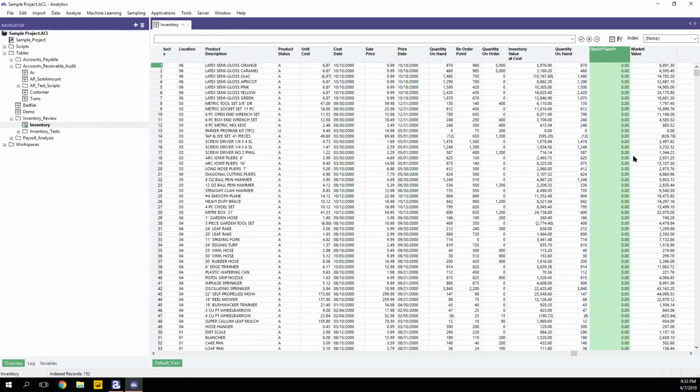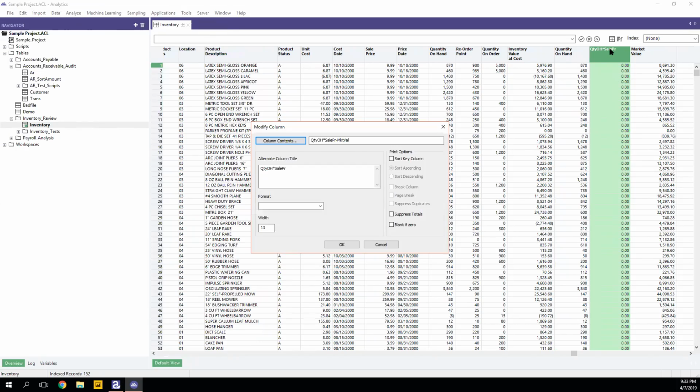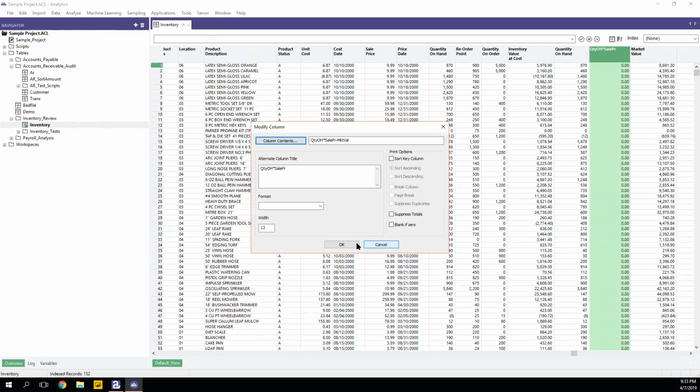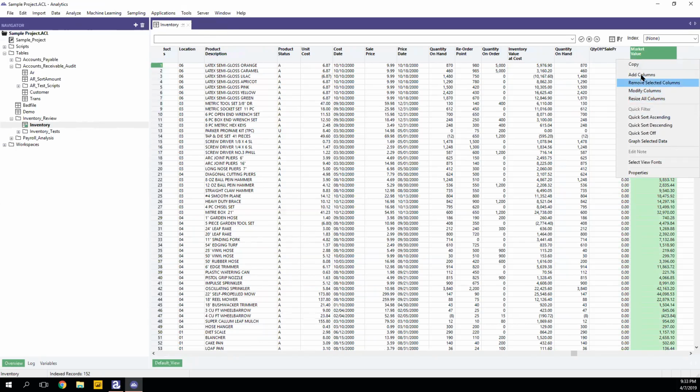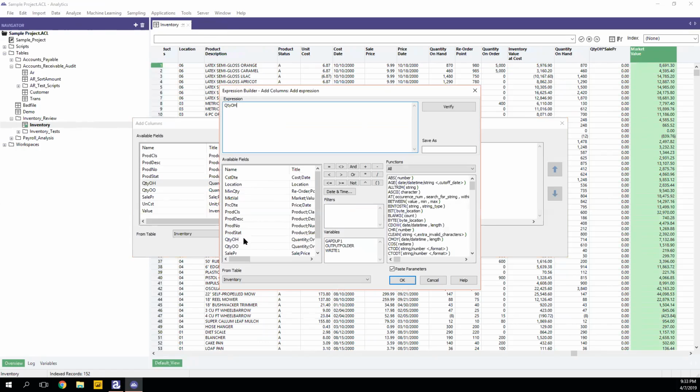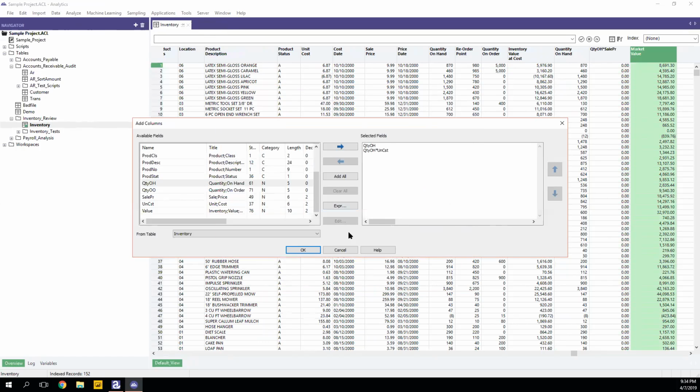Now, inventory value at cost. Okay, I'll go back into this, check on this. Actually, you know what? Let's add a new column just to show that we know what we're doing. Add columns and quantity on hand again. Expression. Quantity on hand, multiply it by, now there's a column here called something like inventory at cost, unit cost. There we are. Click OK.